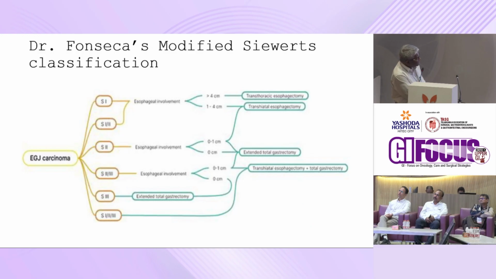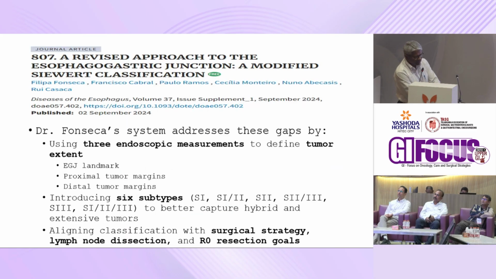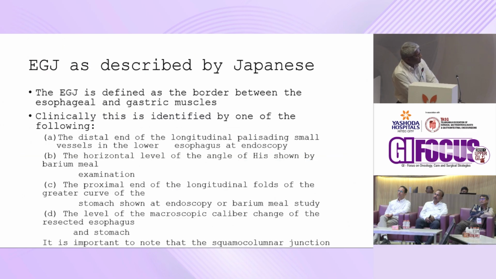Between S2 and 3, esophageal involvement 0 to 1 centimeter, either transhiatal esophagectomy or extended total gastrectomy. And patients with S3 will go for extended total gastrectomy. And for large tumors which cross S1, 2, and 3, it is transhiatal esophagectomy and total gastrectomy. And they have shown that with this kind of classification, they have better R0 resections.